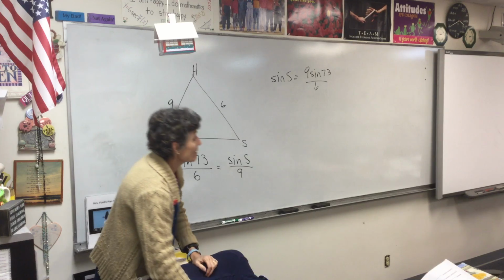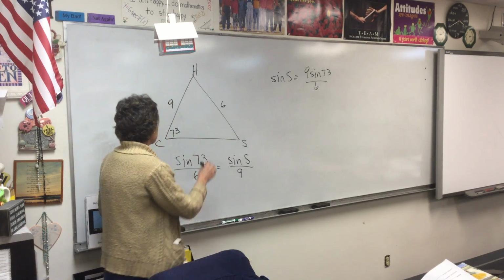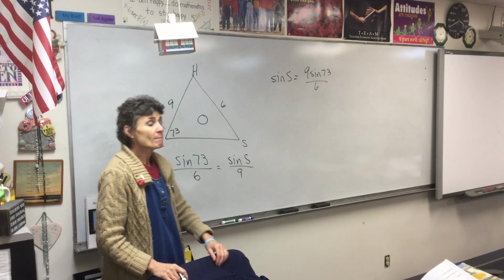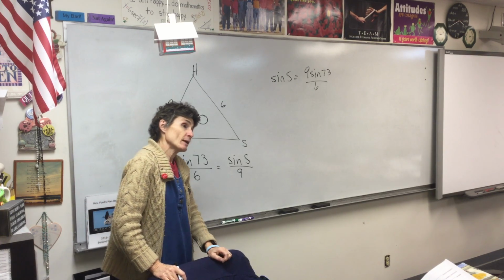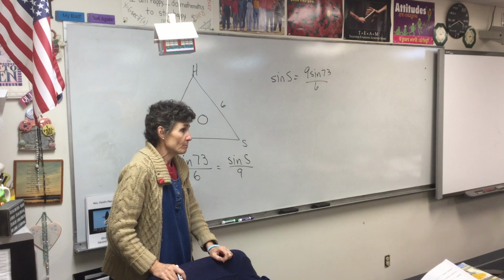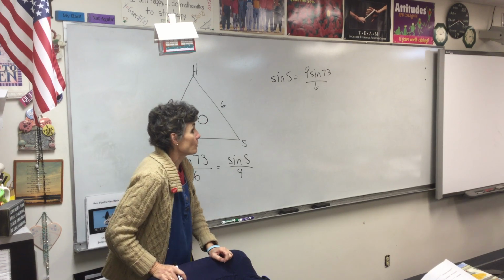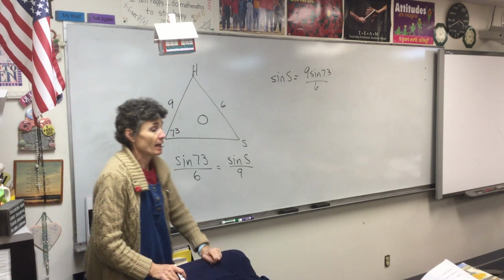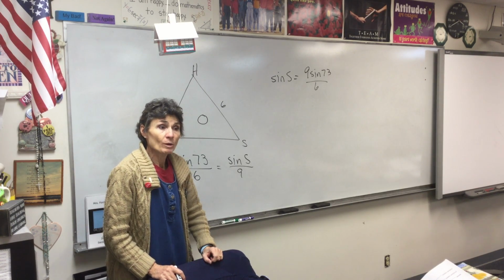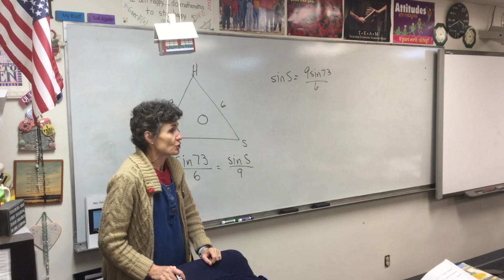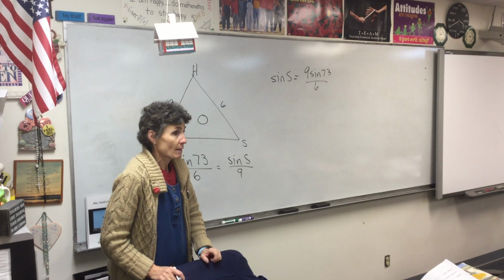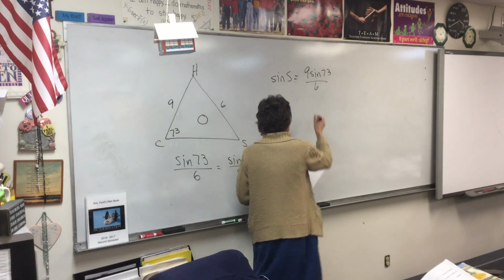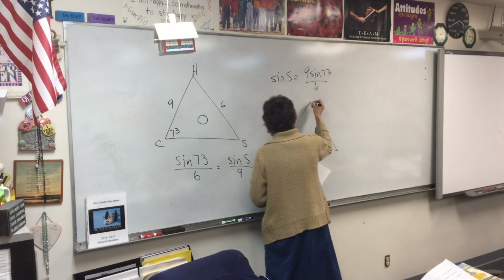And when I get an error message, that tells me that there are no triangles. Remember, when it says how many triangles are possible, there could be 2, there could be 1, or there could be none. This is an example of none. How do you know none? When you type it in on your calculator, it gives you an error. That means none.